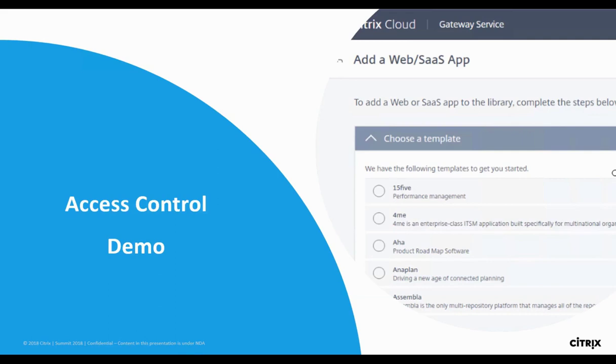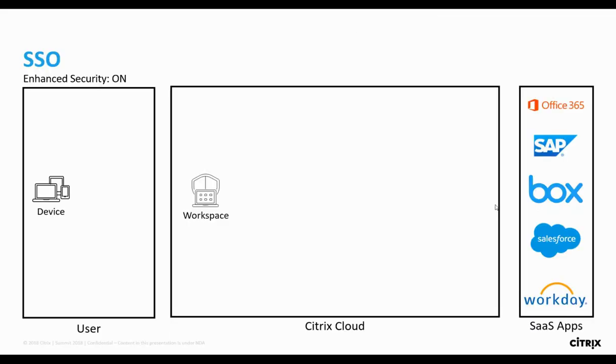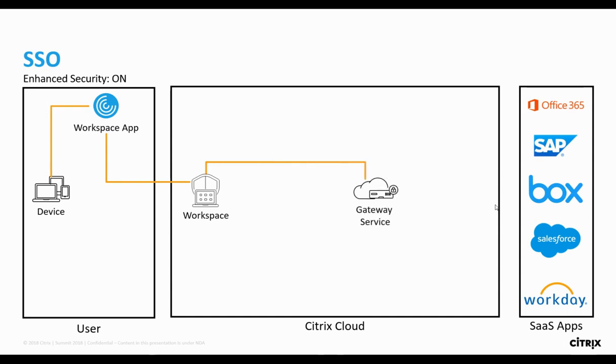Let's now look at enhanced security, because it's going to impact this overall architecture. It's going to impact how this thing works. So again, we access Workspace App. We'll go a little bit faster here because this doesn't change. We get a list of our apps. We select an app. That request goes to the gateway service.